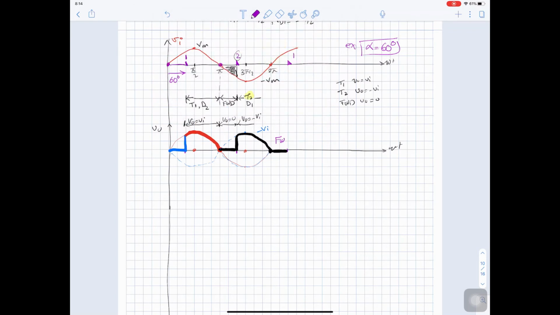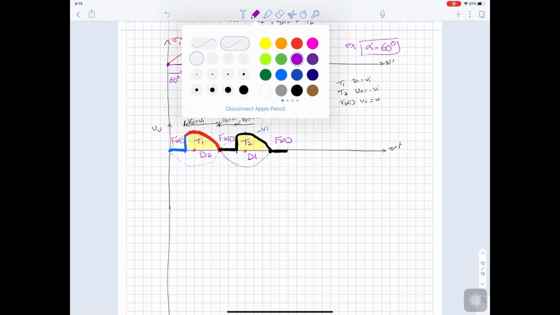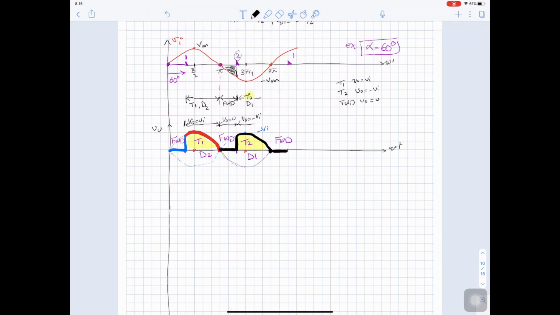So here is the freewheeling diode. Here is thyristor 2. Here is the freewheeling diode. Here is thyristor 1. Here is the freewheeling diode. Thyristor 2 conducts with diode 2. Thyristor 2 conducts with diode 1, and so on. So as you can see, the output voltage is positive with the negative removed as the effect of the freewheeling diode, which is the case we had for the full wave rectifier with freewheeling diode that I asked you to do as a homework.